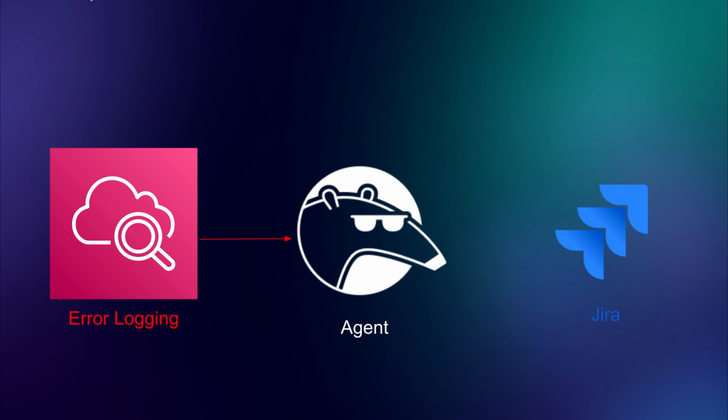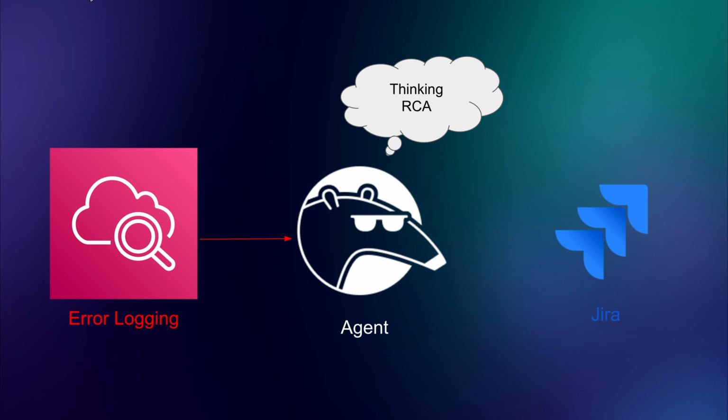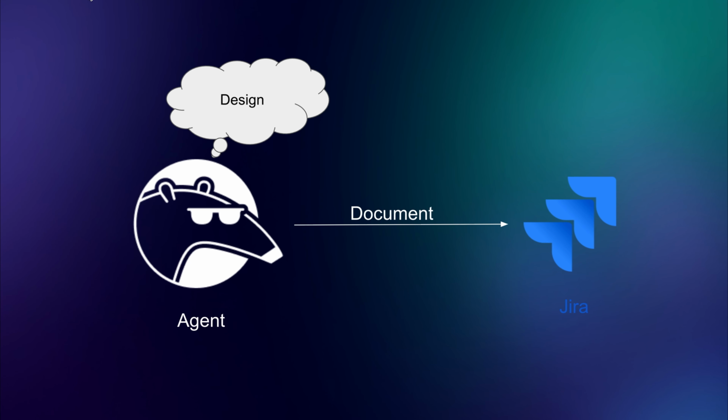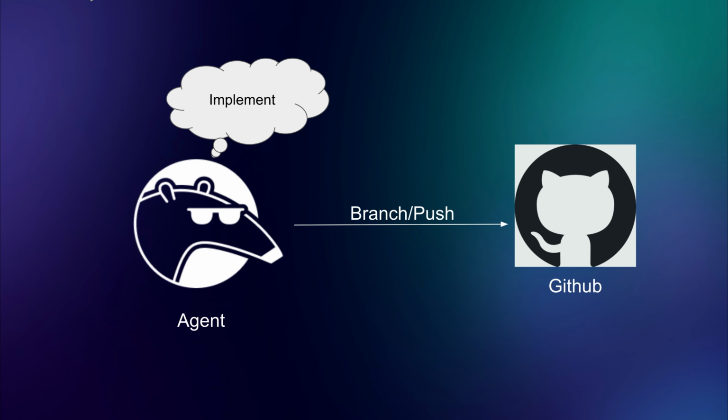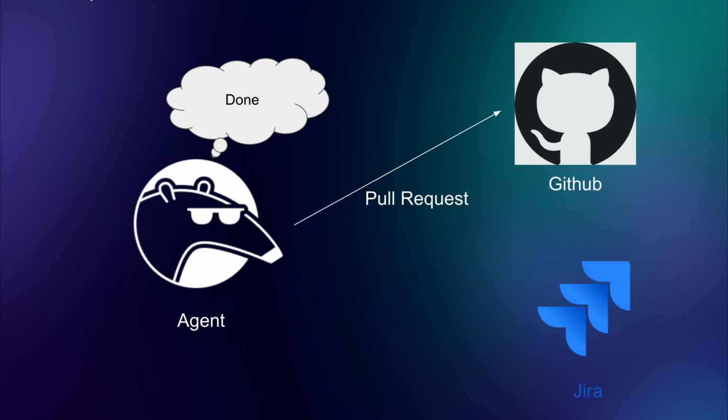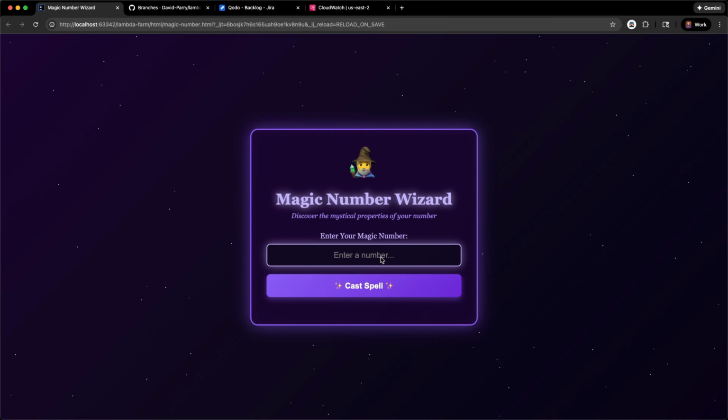But never fear, we're going to have the Qodo agent actually think, create an RCA, document the bug in Jira, create a design and document it, implement this, push it to GitHub. From there, it's going to say it's done, create a pull request, and document everything along the way. So let's go ahead and take a look at it.